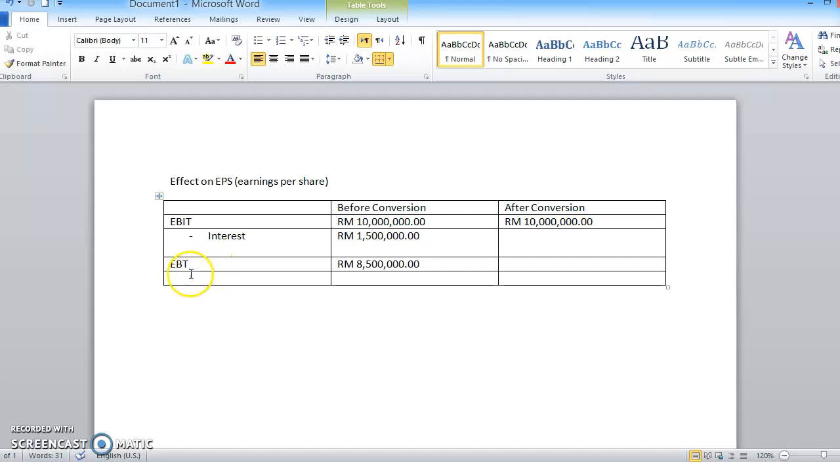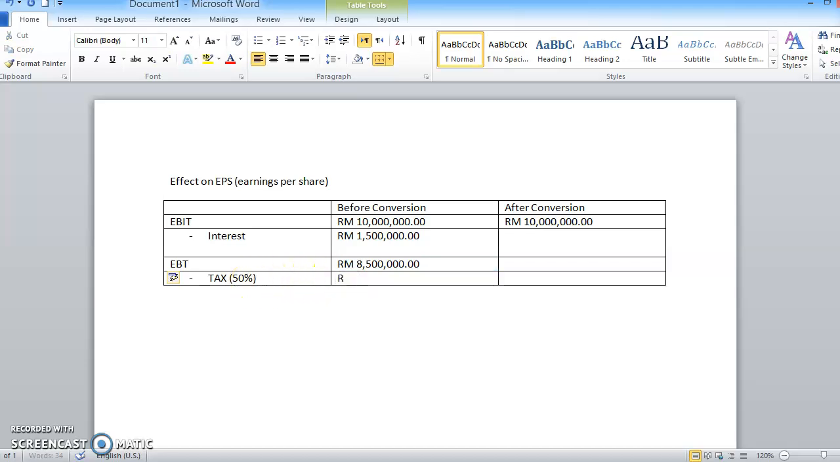Since you already minus this one, EBT, let's take a look. The next one to be minus, of course, is the tax. Minus the tax of how much? It's mentioned in the question, 50%. So minus the tax 50%. How are you going to derive the tax of 50%? 50% comes from this 8.5 million. So 8,500,000 ni kita darab dengan 50% atau bahagi 2 lah sebab dia 50% kan.